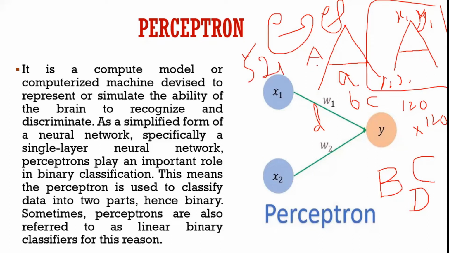Anyway, from this character recognition point of view, you all need to understand this particular type of perceptron. As a simplified form of neural network, a simplified single neural network, the perceptron plays a very important role in binary classification. Very crucial. Let me clean the board.